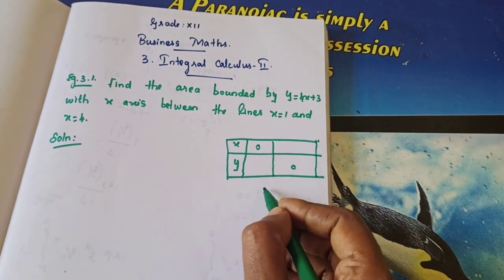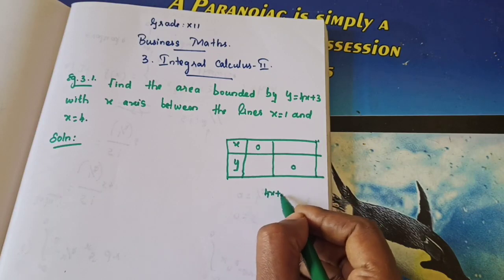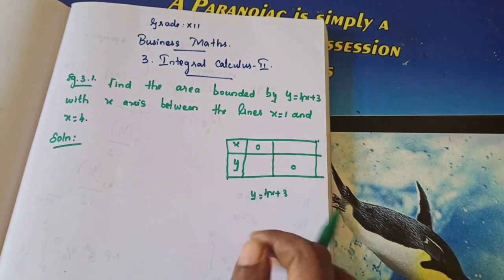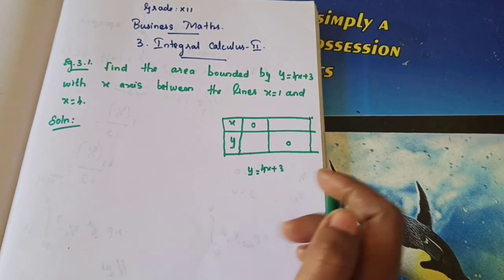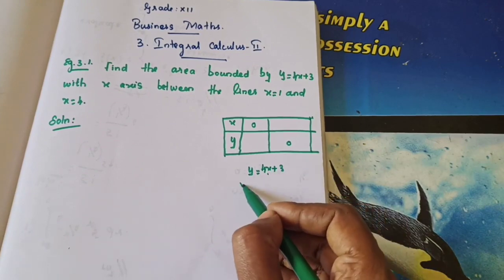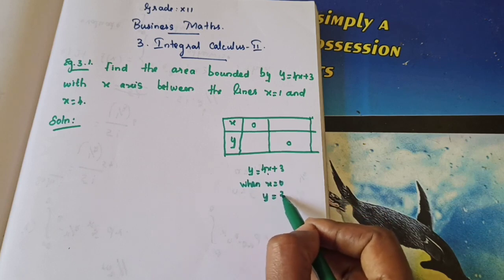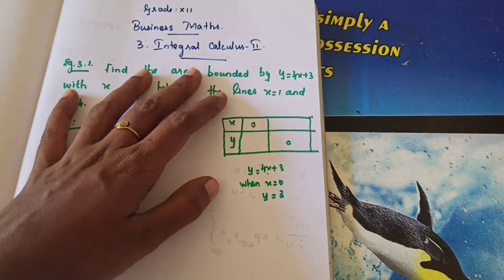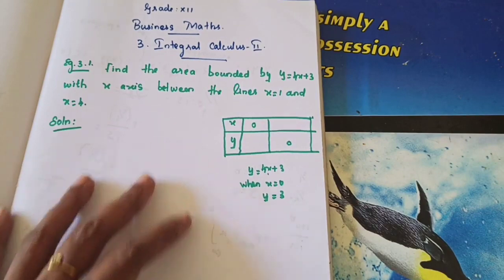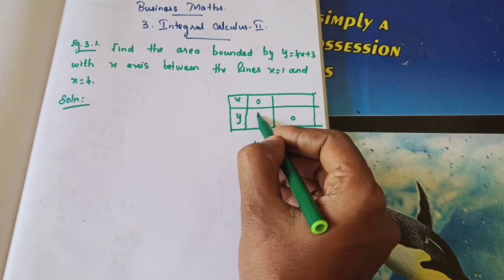If x is equal to 0, what's the value here? This is the given line equation. When x is equal to 0, what will happen? y is equal to 3. Okay, y is equal to 3.